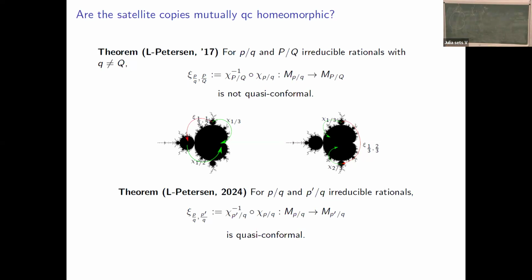Somebody else had a question. Yes, I have a question. It seems that this particular map is not quasi-conformal, but is there another hope that there is some other map? There is no other map that makes sense, dynamically speaking. This is the natural one. There could be others, but they wouldn't be dynamical.